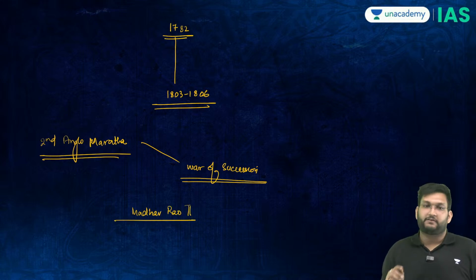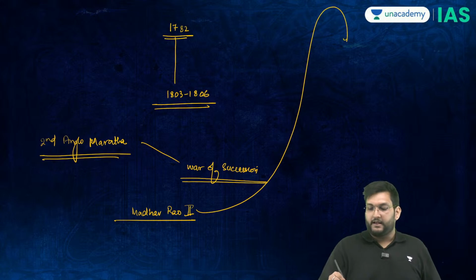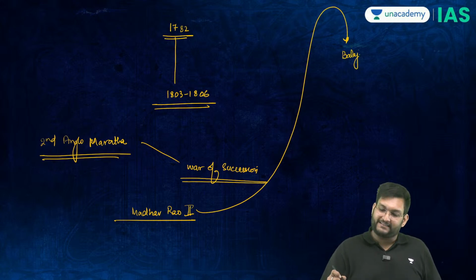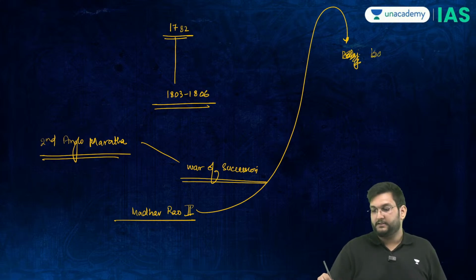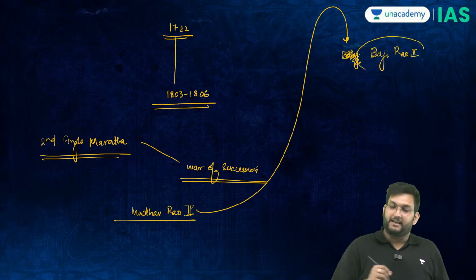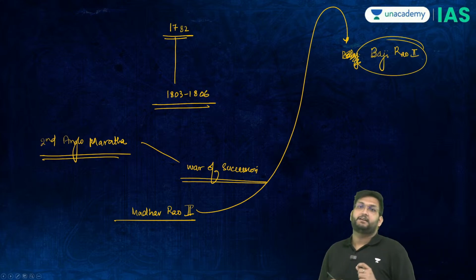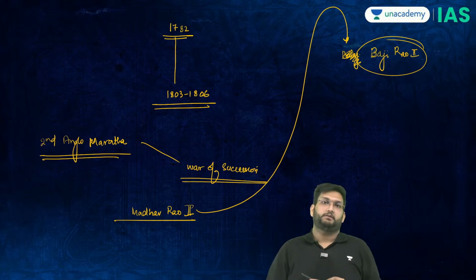As soon as Madhav Rao II dies, now comes to power Baji Rao II. Now, Baji Rao II is the son of Raghunath Rao.